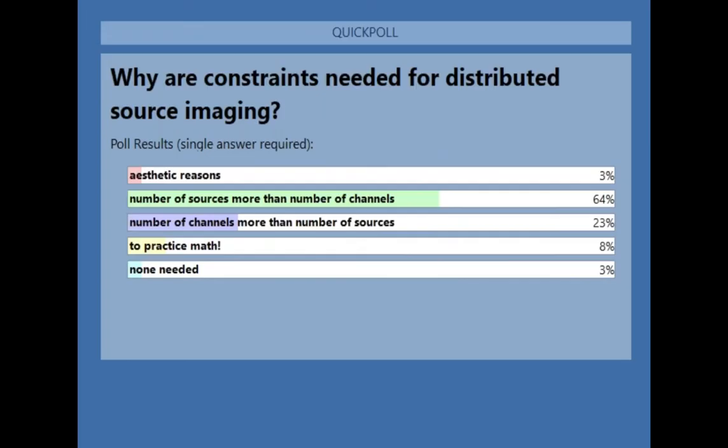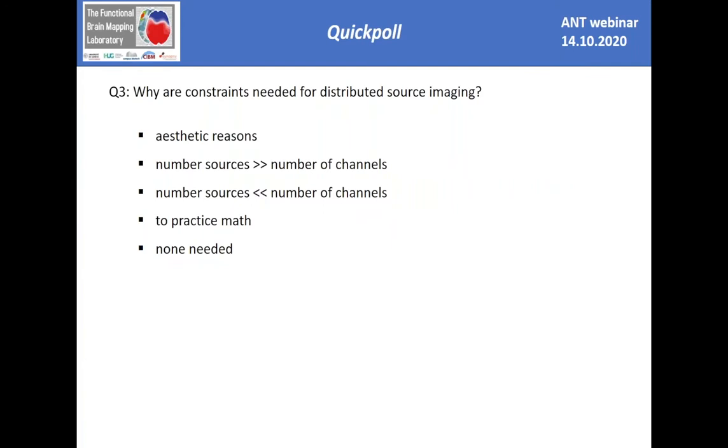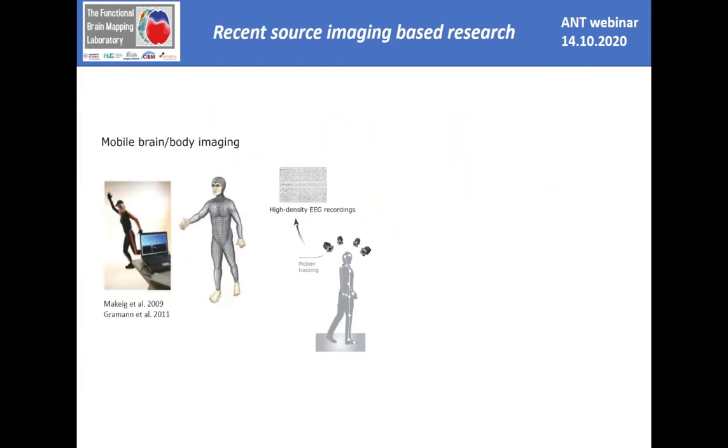So number of sources more than number of channels, 64%, has the highest vote. Yeah, that's correct. So here we have definitely the correct number. It's funny that 3% were picking choice 1, but the clear correct answer is answer 2 or B.